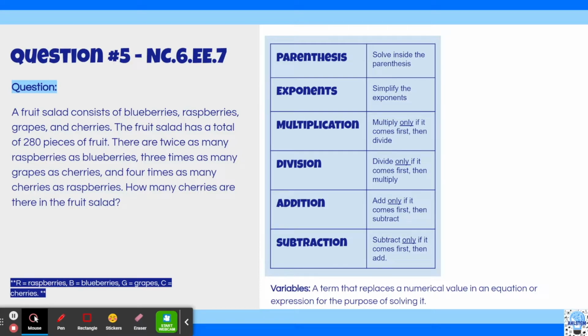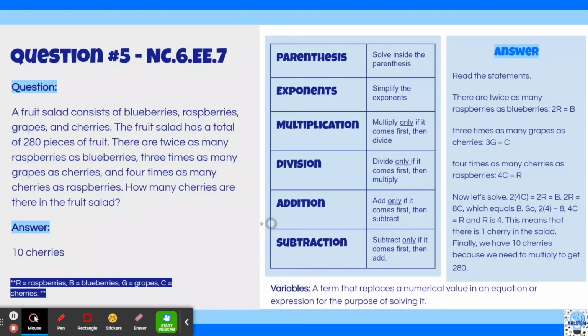Okay, so use our PEMDAS table again, and when I solve the problem in the next slide, I've defined right here the variables that I'll use, okay? So pause the video now. This is kind of a long one, so try your best, and we'll check in a few seconds, okay? 3, 2, 1. So we have 10 cherries.